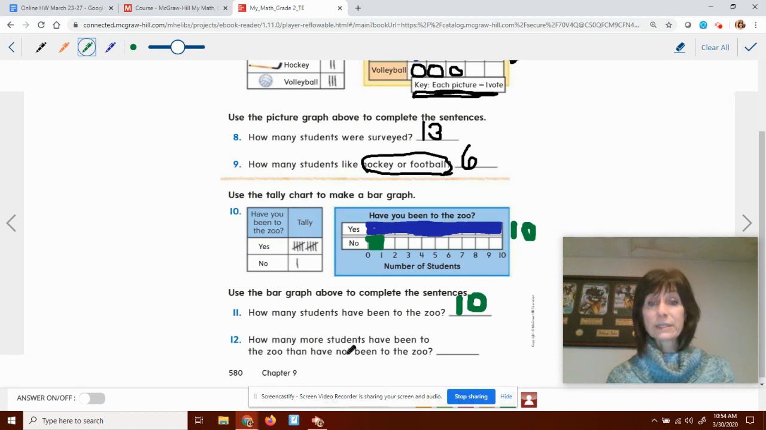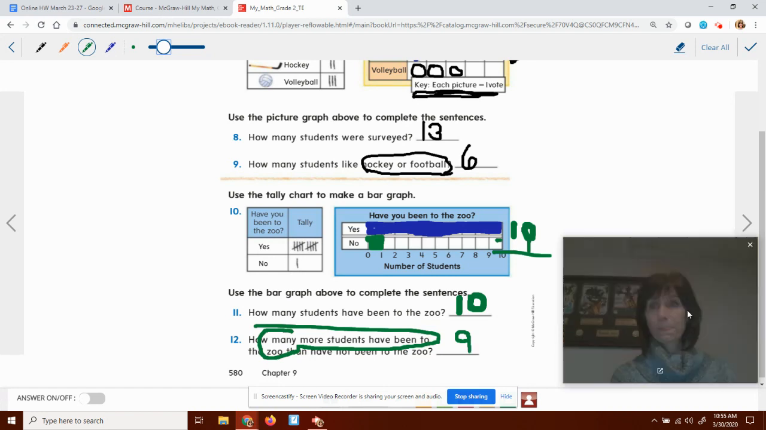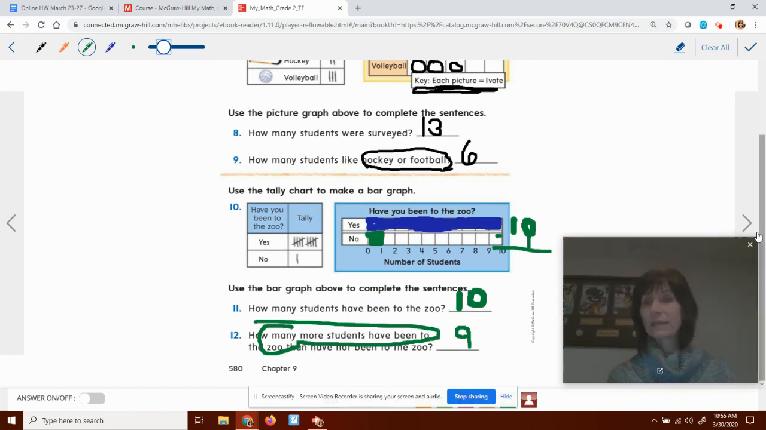How many more students have been to the zoo than have not been to the zoo? So now I'm comparing 10. Only 1 has not. The question they're asking is, how many more have been to that zoo? So I need to say 10 minus 1 is 9. 9 more students have been to the zoo than have not been to the zoo. All right, let's go ahead and turn the page.